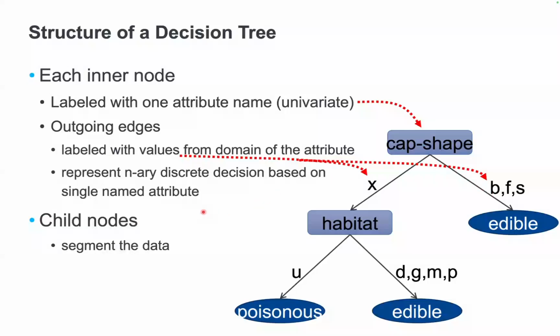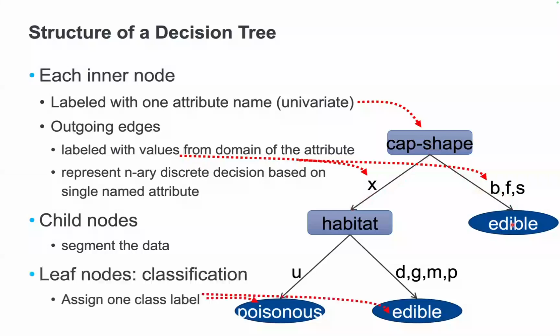Then I have child nodes. And the child nodes, for example, here it's habitat and edible, they segment the data. So if an object comes here, I follow according to the attributes to go to one of the child nodes. And when I do this several times, eventually I will arrive at a leaf node. Leaf nodes are those nodes that do not have any further children. And the leaf nodes are labeled with classes. So each leaf node has exactly one class label.